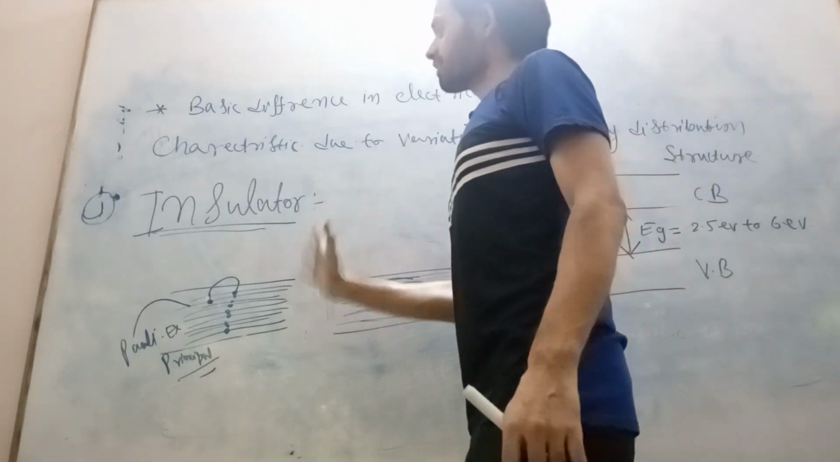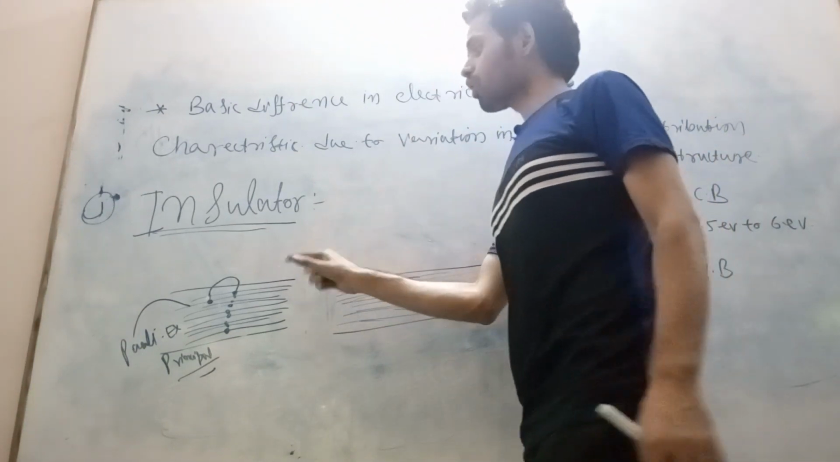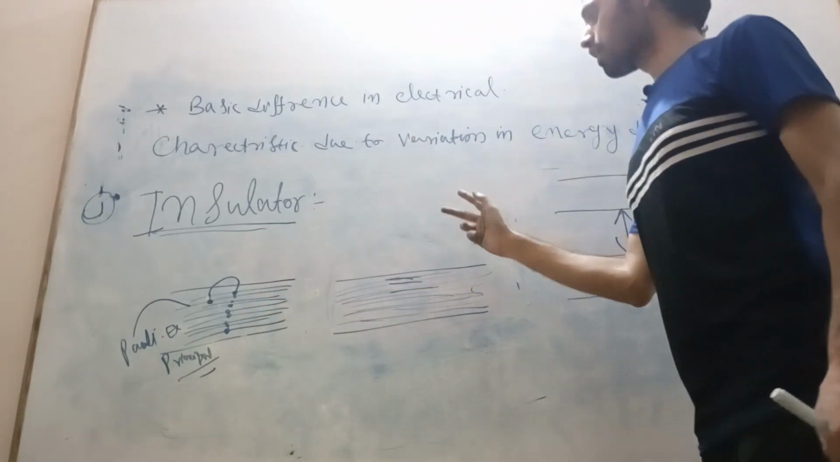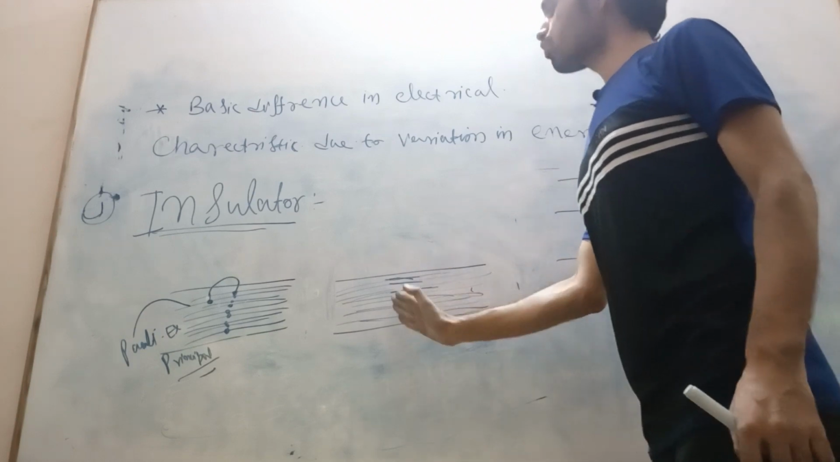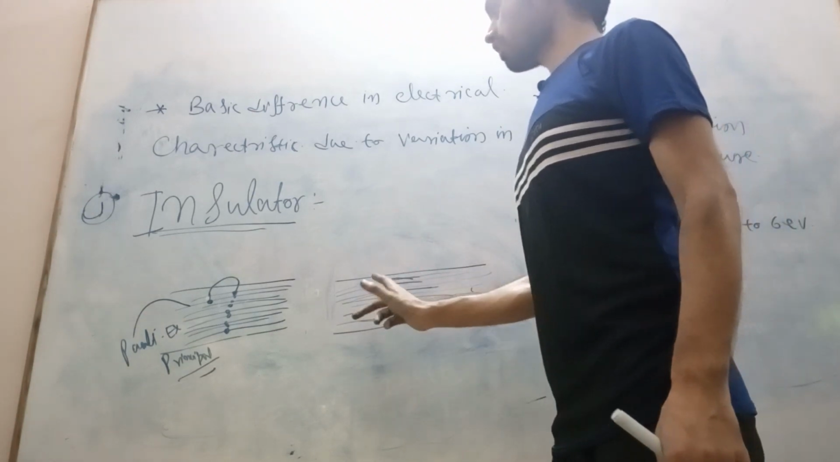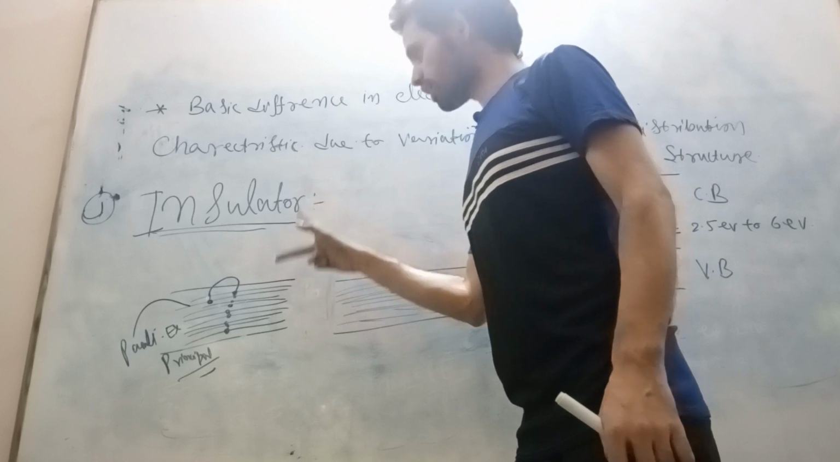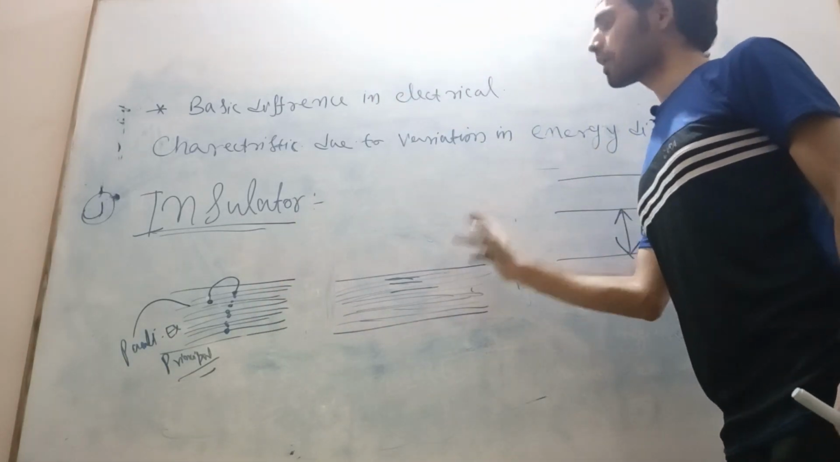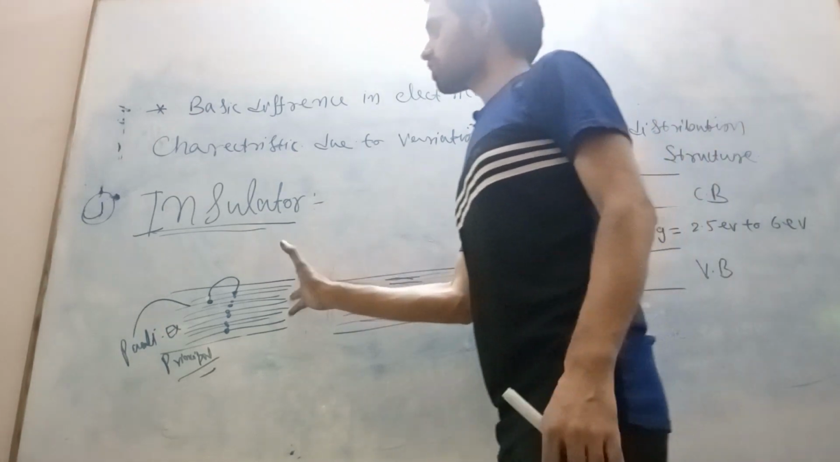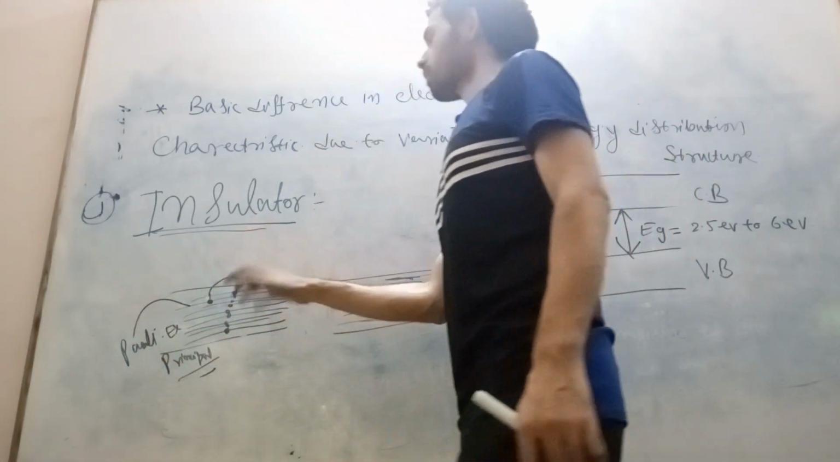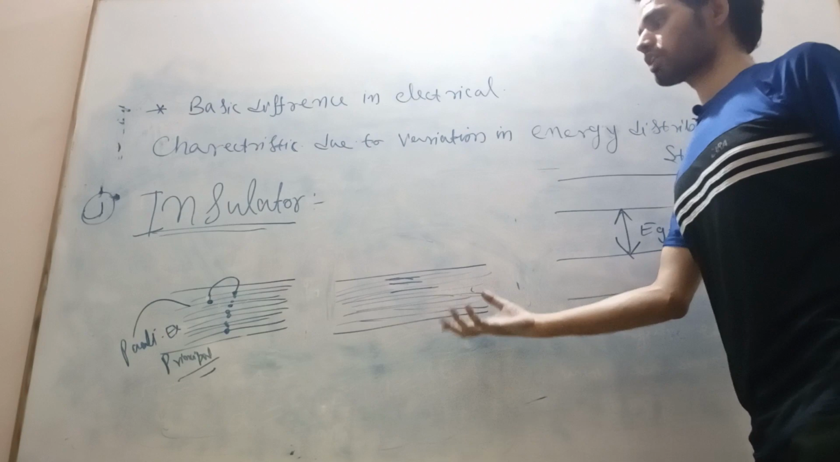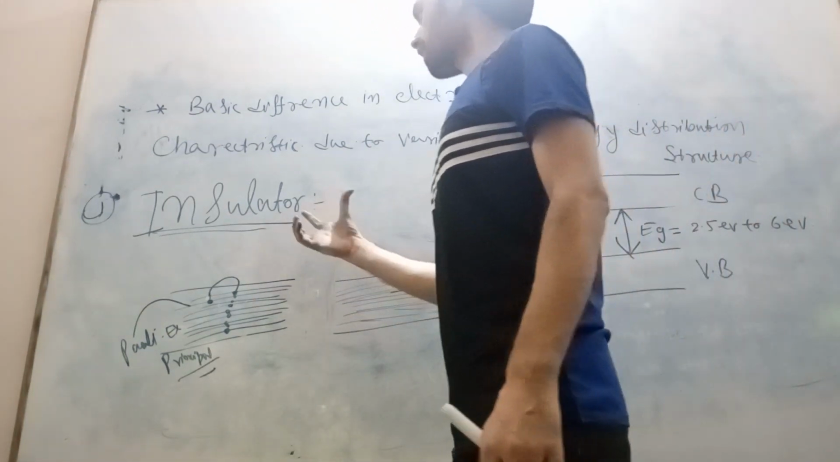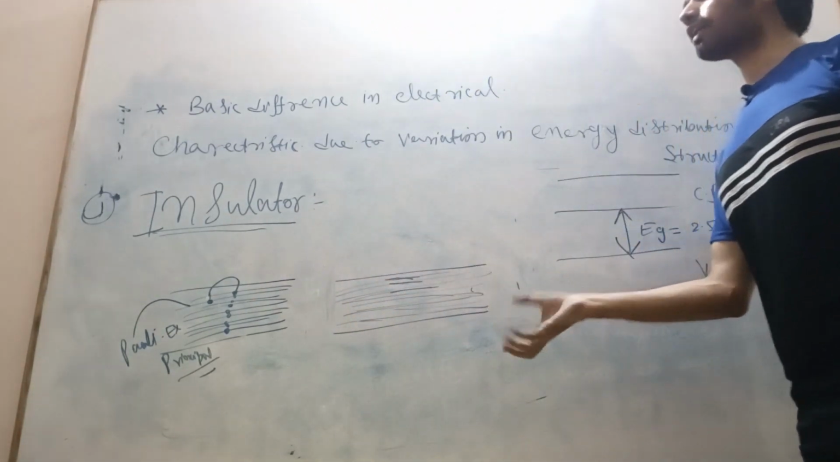Okay, so now the insulator is a material which has allowed energy band, but that allowed energy band is either completely full of electron, or completely empty of electron. So due to which there is no particle to move for temperature greater than 0 degree Kelvin, and hence this insulator will not conduct at all.